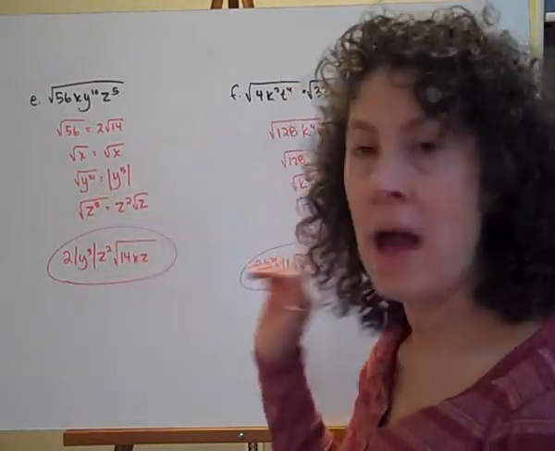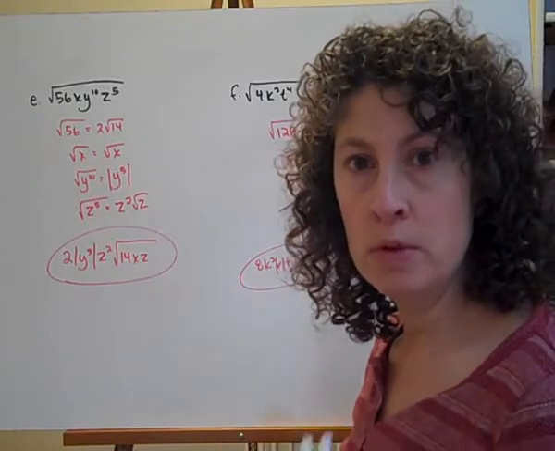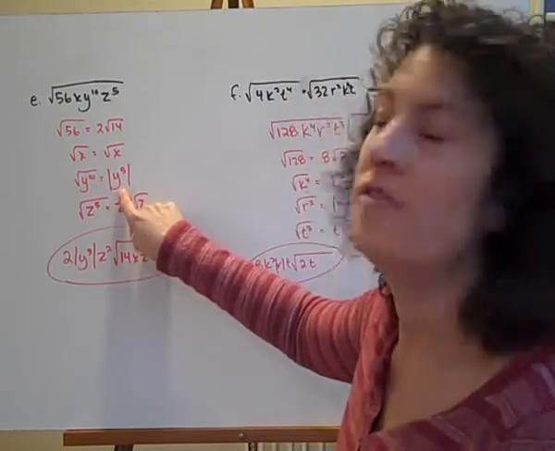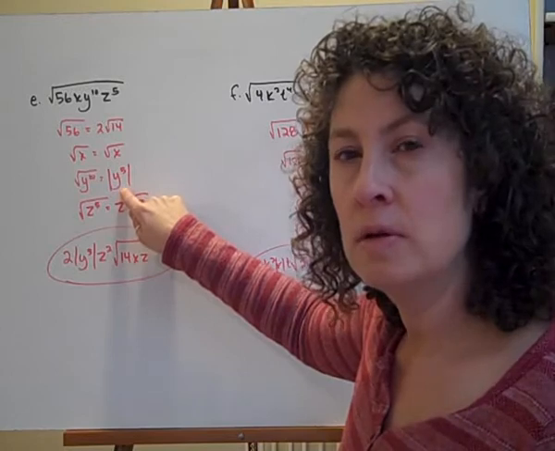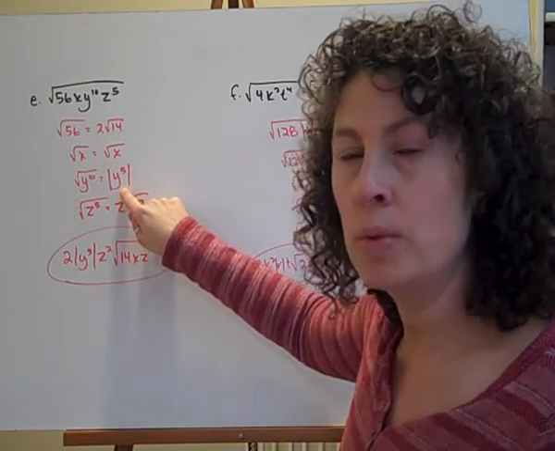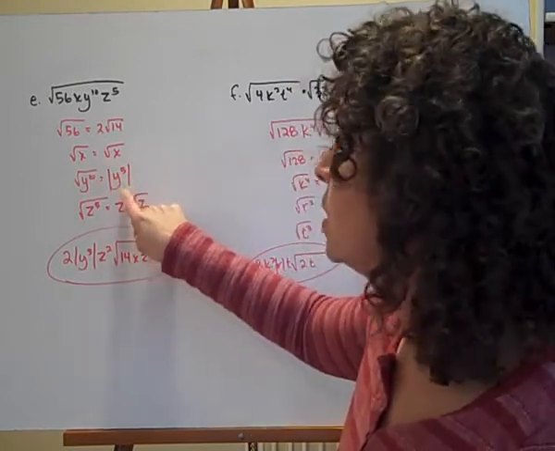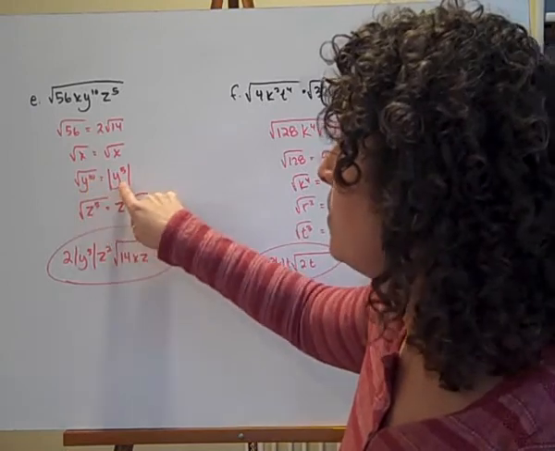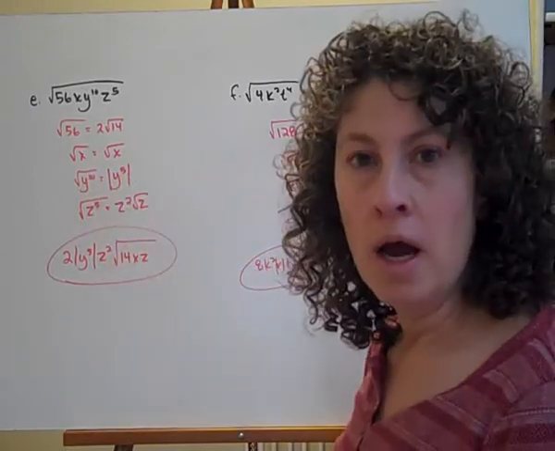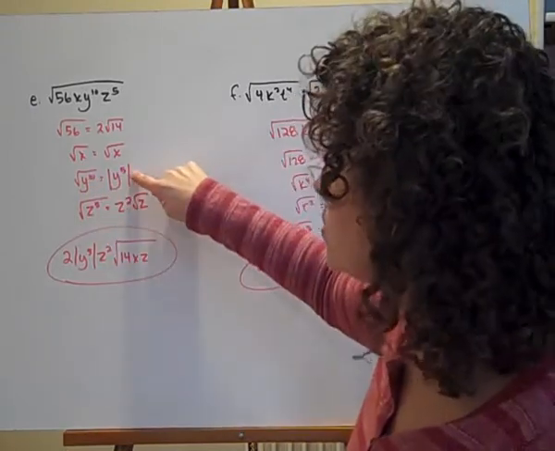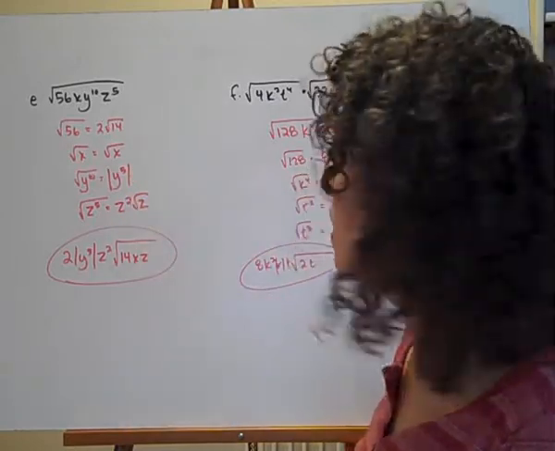Now remember, we want those principal square roots here. This y to the 5th could leave me with a negative, and I don't want that, I want positive. So we're going to absolute value it. So if I pull it out and I get an odd exponent on that square root, then I want to put the absolute value symbols around it.